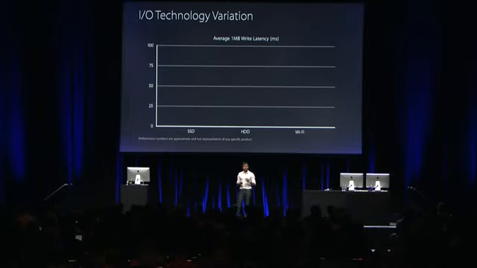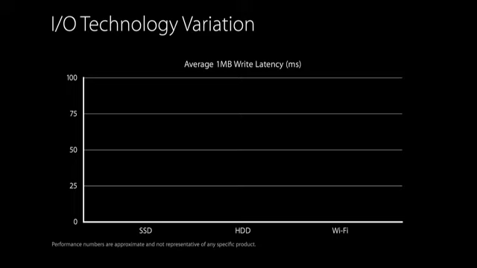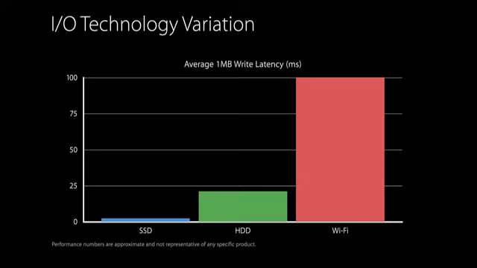Now, one of the reasons the I/Os are so interesting is that there is a huge variation in the I/O technologies and their performance characteristics. Consider the latency to do a 1 megabyte write to some of the most common I/O medium, such as the SSD, a hard disk, and a common Wi-Fi network. As you'll notice here, the same operation takes anywhere from a couple of milliseconds to hundreds of milliseconds based on the I/O medium you're interacting with.